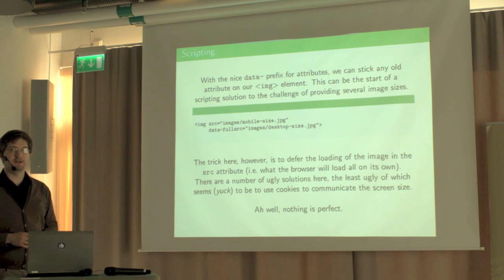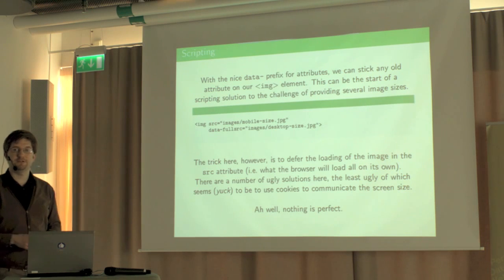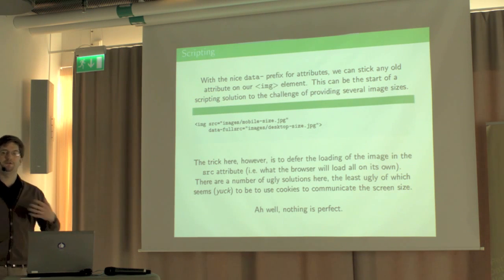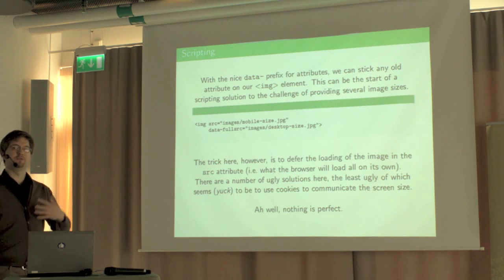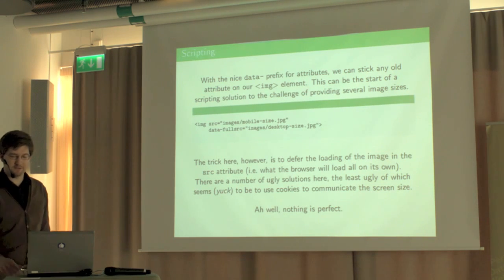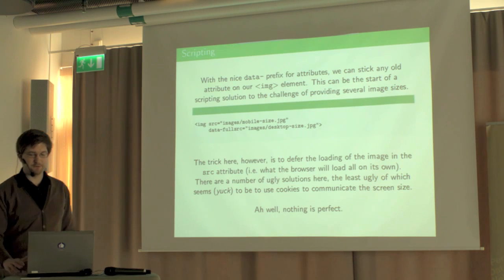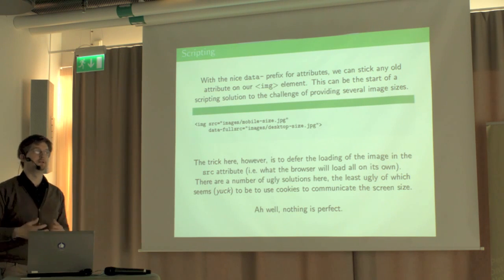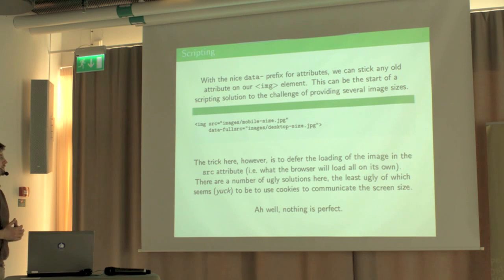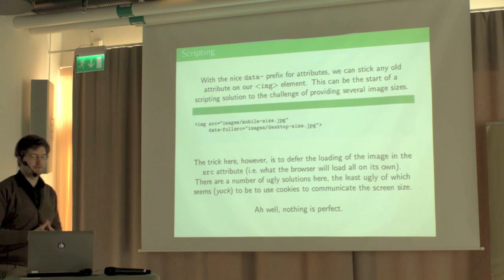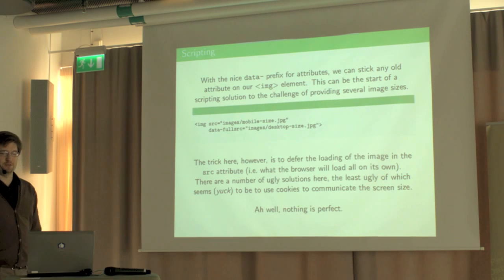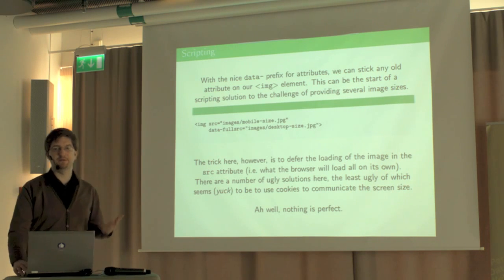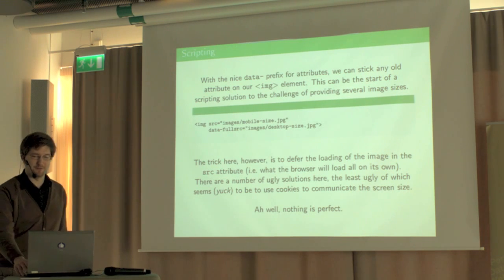Now the trick here is, again, to try to reduce the bandwidth, especially if you're on a mobile phone, on a slow connection of some kind. You don't want to load both of these images. You don't want to be sort of punished by loading the big image as well. So you need to do some kind of, let's call it a platform detection or a screen size detection. And there are a number of ugly solutions there. The trick is to get it early enough to have it actually work. So people tend to use cookies or something to communicate the screen size. Well, that works, but it doesn't feel ideal in any way.